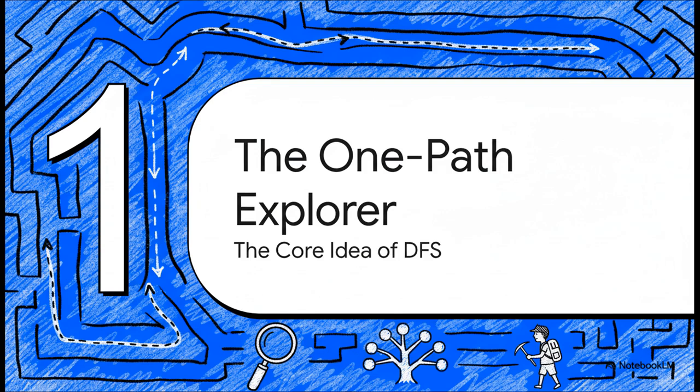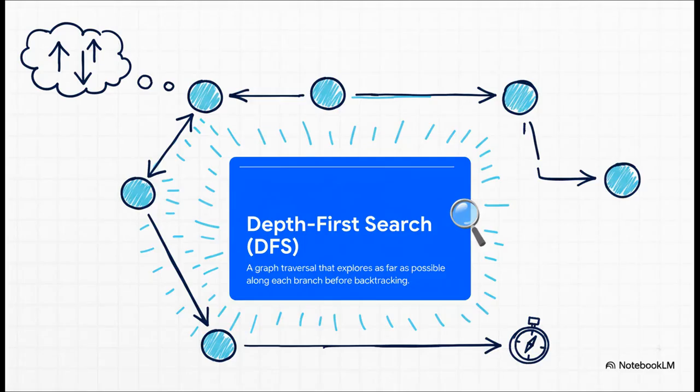So, let's get into it and give our maze-solving strategy its proper name. At its core, depth-first search, or DFS, is an algorithm for walking through a network, what we call a graph or a tree. And you know what? The name tells you everything you need to know. It goes for depth first. It's relentless. It commits to one single branch and explores it to the bitter end before it even considers trying another one.